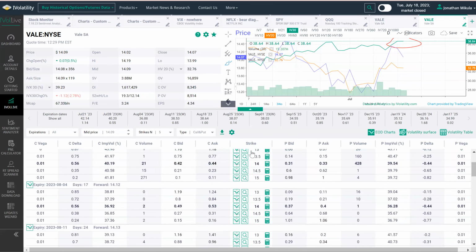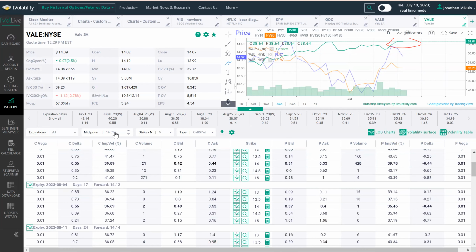This is the options chain view. You can see we have all expirations. Again, if you only trade leaps, you can specify leaps. If you only trade short term, you could specify short term. I've been looking a little bit more middle of the road here, 1 to 3 months out. I'll leave this as all for now.